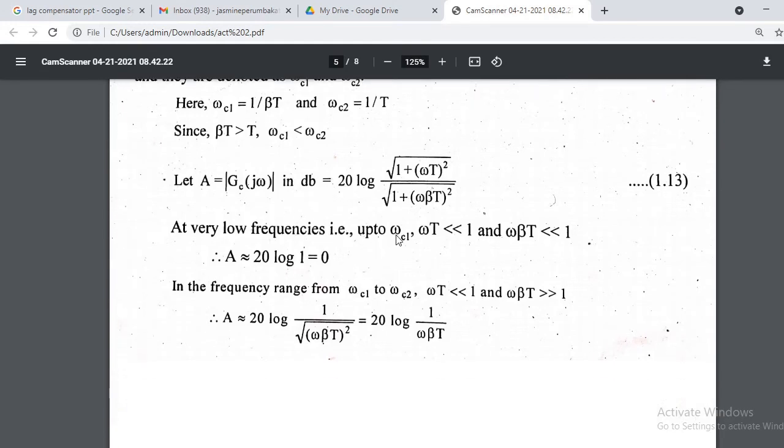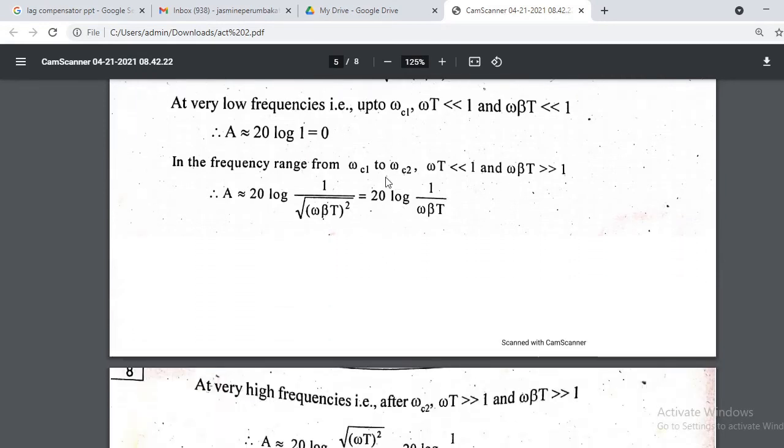At very low frequencies, that is frequencies less than omega c1, omega T is much less than 1 and omega beta T is much less than 1. So A equal to 20 log 1. These two terms will get cancelled and root 1 by root 1 equal to 1, 20 log 1 equal to 0.